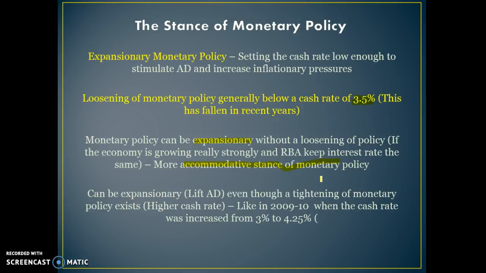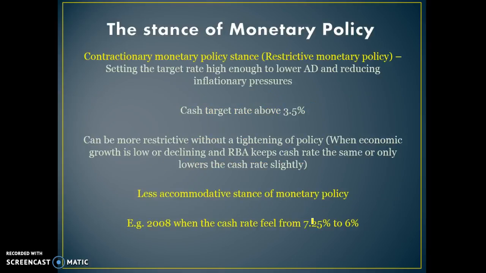The RBA can be expansionary and lift aggregate demand even though a tightening of monetary policy exists. For example, if the economy is growing really fast and the RBA increases interest rates but not at a rate fast enough to slow the economy down, then it would still be considered expansionary. So in 2009 and 2010, the economy was growing quite fast and the cash rate was increased from 3% to 4.25%, but it was still considered a relatively expansionary stance because the interest rates weren't high enough to be slowing down the overall level of economic growth.